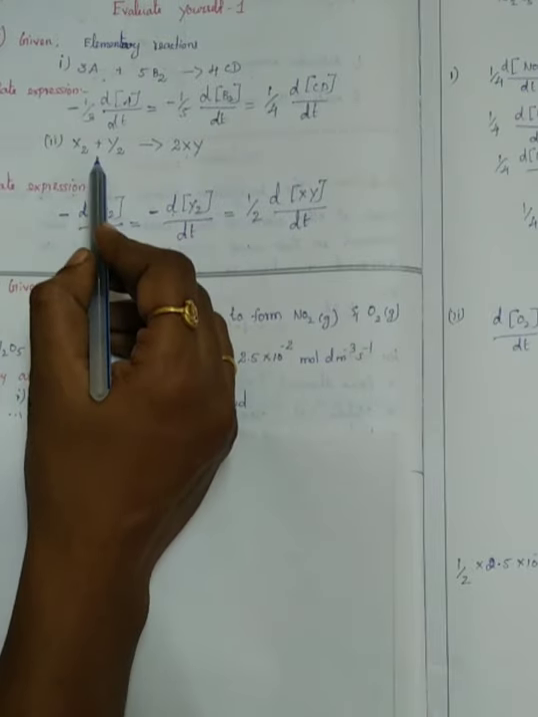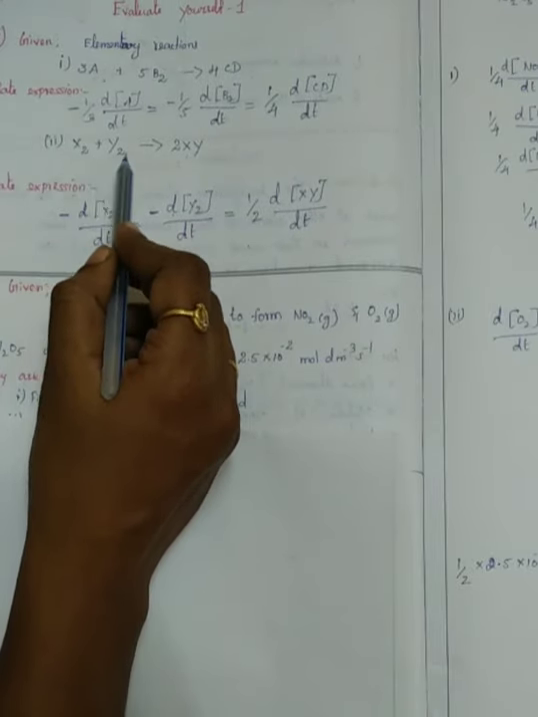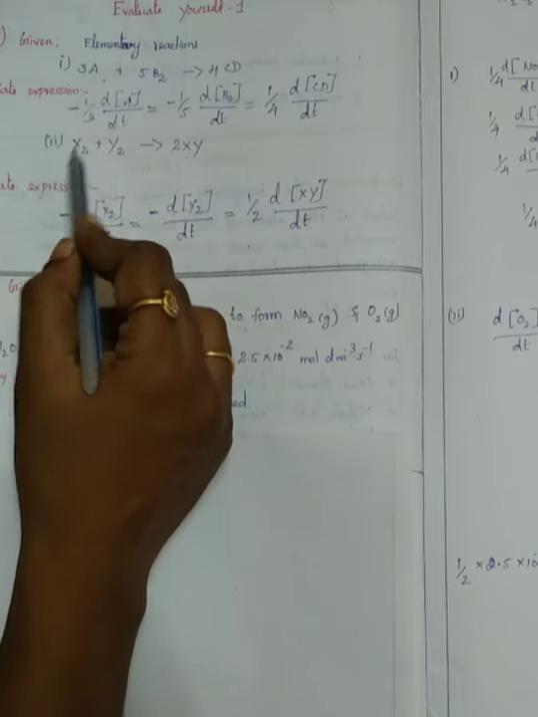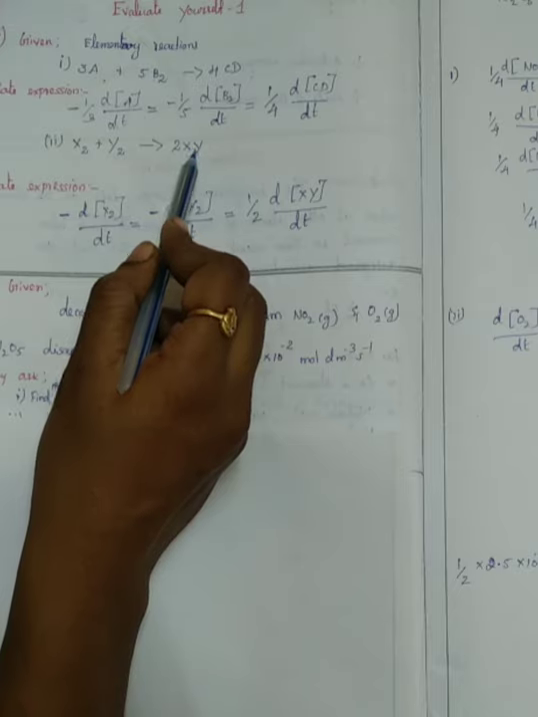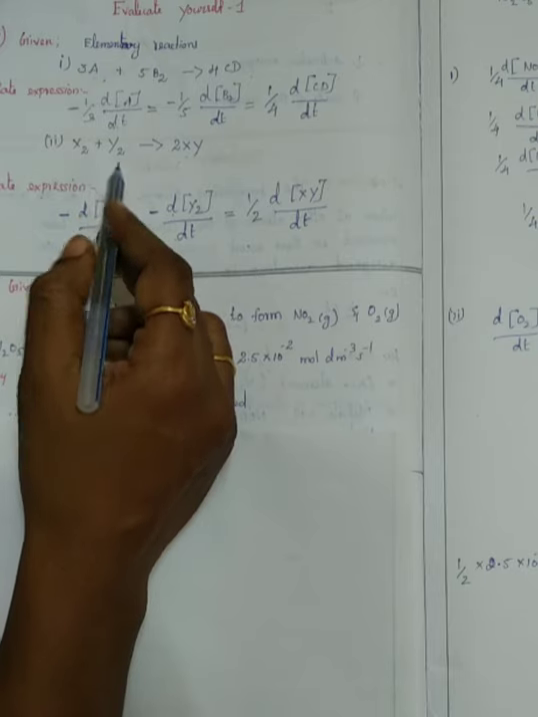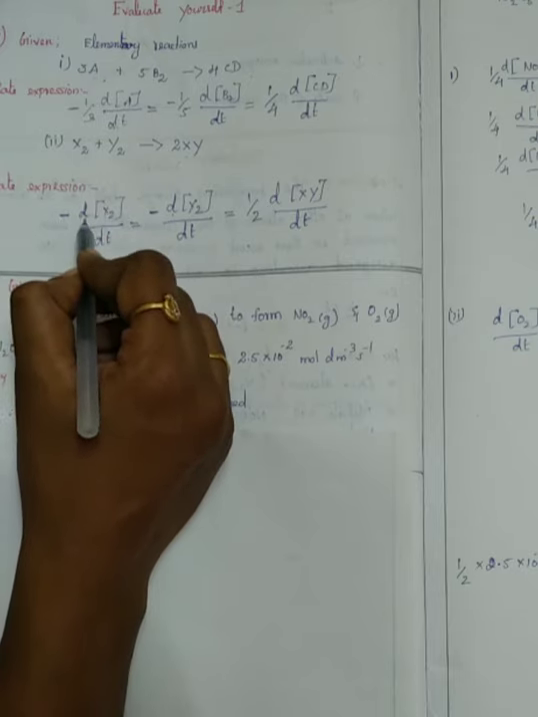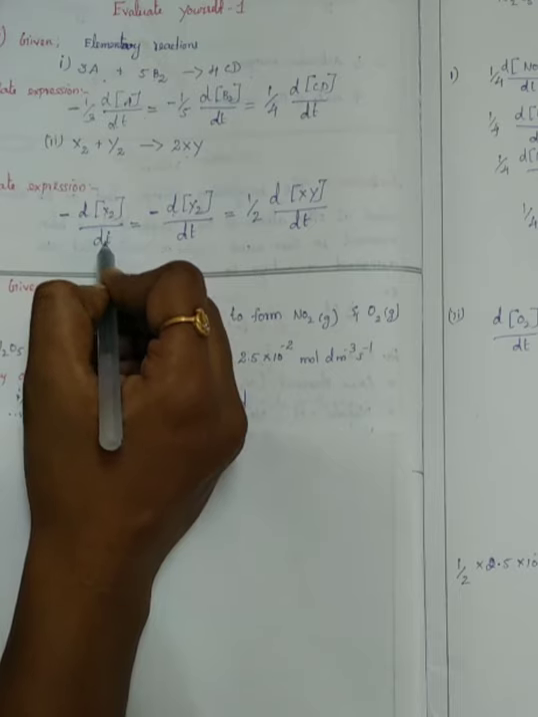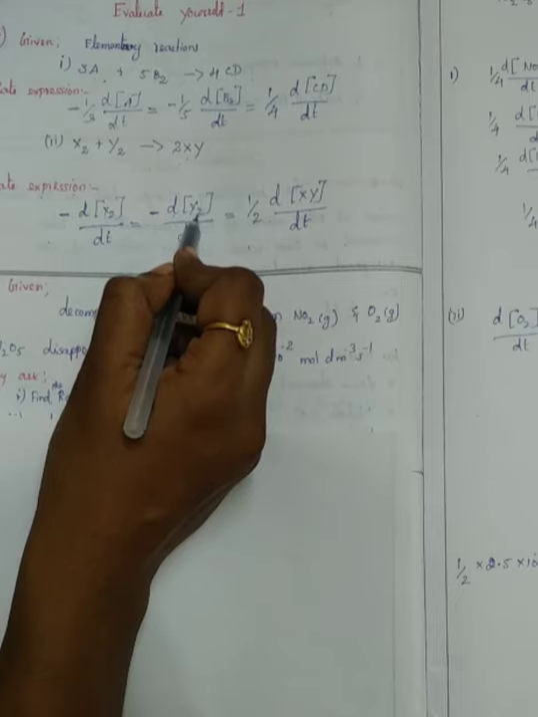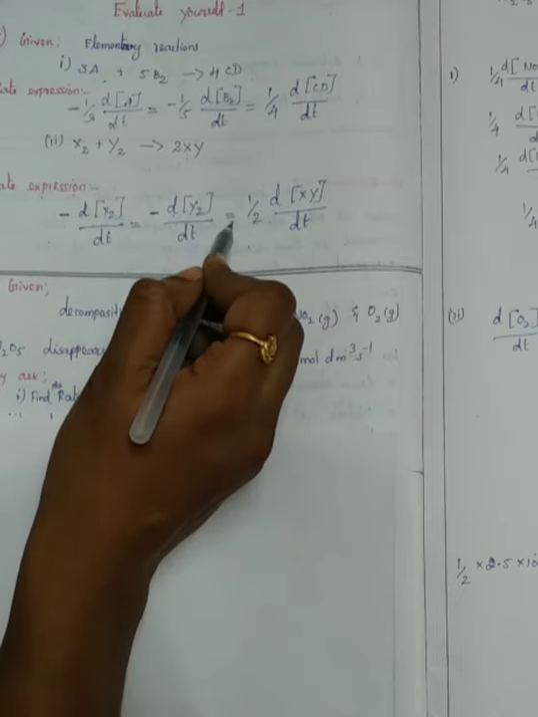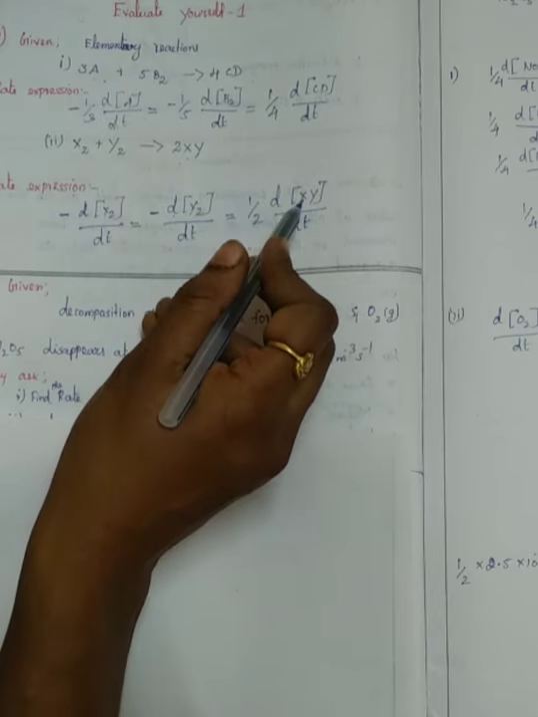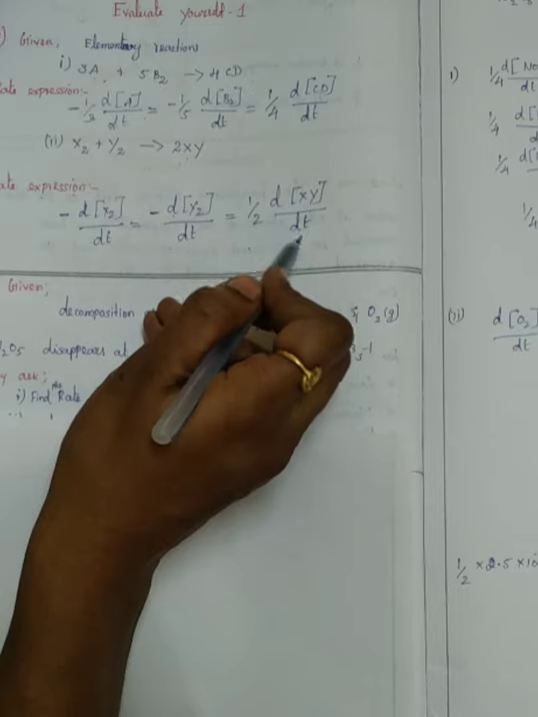The next equation that is given is X2 + Y2 gives 2XY. Here, who are the reactants? X2 and Y2 are the reactants. XY is the product. So the rate expression for the reaction is minus d of concentration of X2 divided by dt equals minus d of concentration of Y2 divided by dt equals 1 by 2 d of concentration of XY divided by dt.